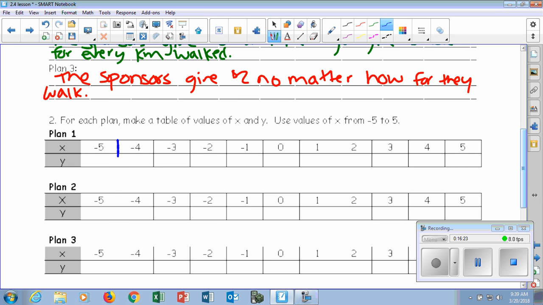I'm missing some lines in here. Are you guys missing some on your page? Okay, let me fix mine then. Okay, I think that's it. So there's our table. They created everything for us, and we basically just had to fill in our y's.